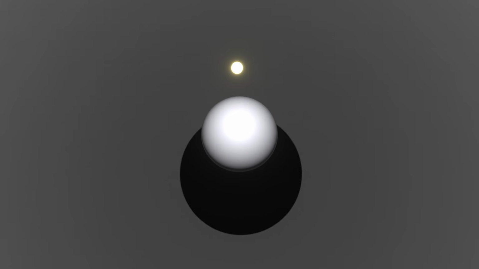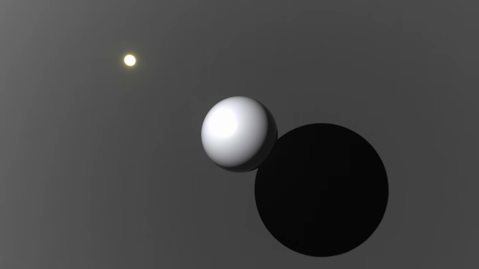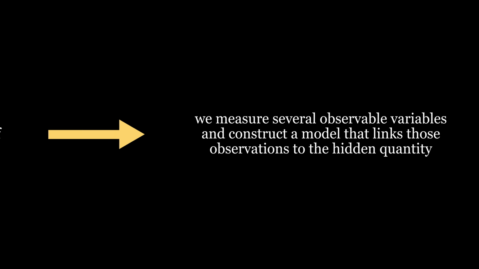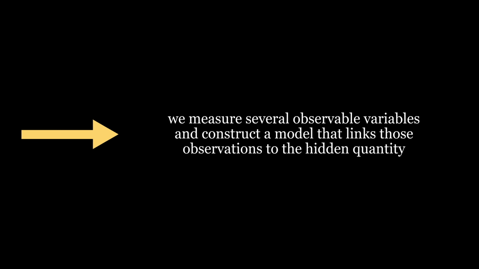In the sciences, we often care about quantities we cannot observe directly. So instead of measuring the quantity itself, we measure several observable variables and construct a model that links those observations to the hidden quantity. This process is known as inverse modeling.